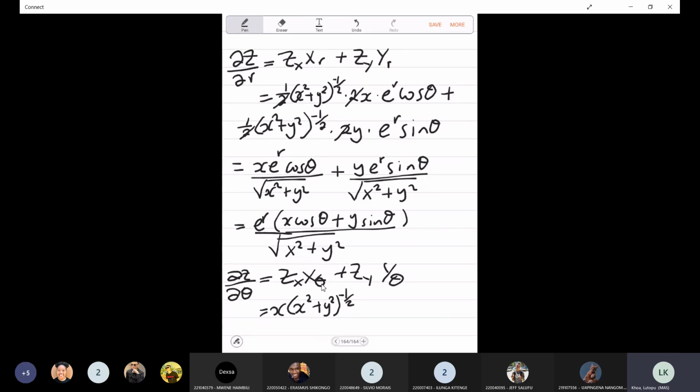Remember, x is e to the power of r cos theta. So the derivative of cos theta is minus sine theta. So I have minus e to the power of r sine theta. Okay, so that's z with respect to x, and then x with respect to theta. Then z with respect to y, I already worked it out, it's over here. So this is y times x squared plus y squared to the power of minus a half. And then now I differentiate y with respect to theta.